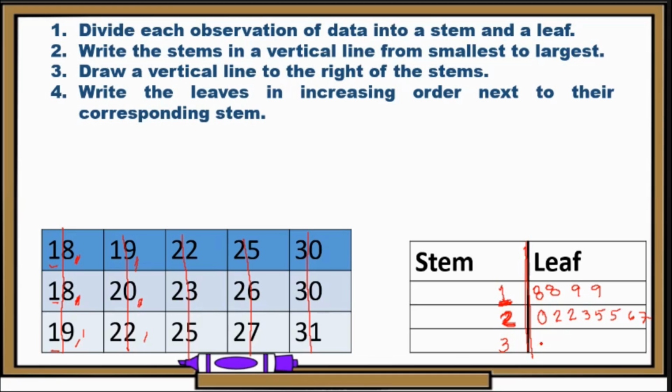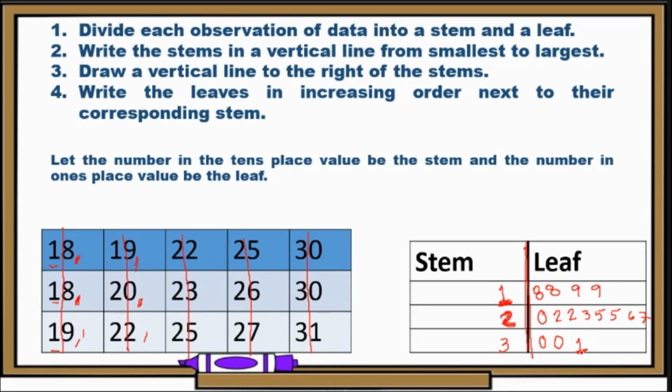Si 3, dalawang beses nag-appear si 30. So, yung leaf niya, dalawang 0. And then, 31, isang beses, ang leaf niya, 1. Okay, nakalimutan ko to ilagay. So, let the number in the tens place value be the stem and the number in the ones place value be the leaf. Sorry, hindi ko na i-flash kagad kanina.